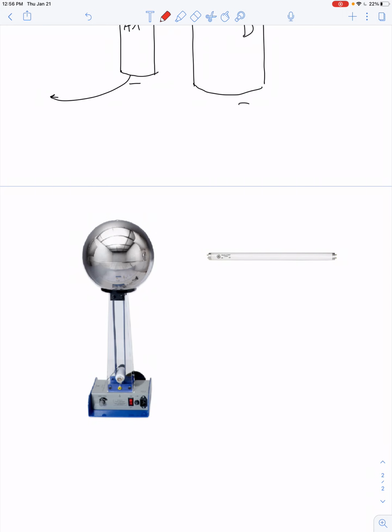But if the bulb is in this orientation, then one end is at this electric potential, the other end is at a, well, if this is positively charged, then this is at high electric potential, this is at low electric potential, and so that difference in electric potential provides the voltage that will light up the bulb.